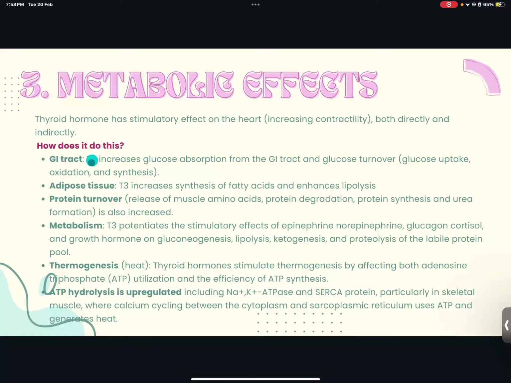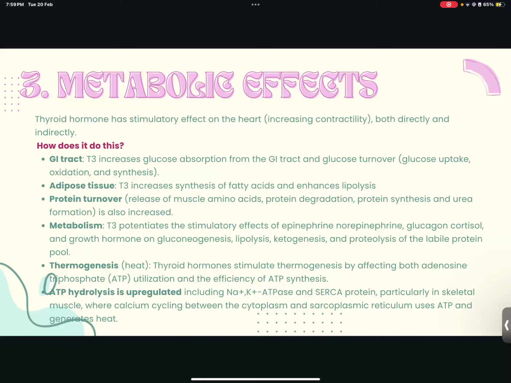What it does is that it acts on multiple things. It acts on the GI tract, it acts on the adipose tissue, acts on protein turnover, metabolism, thermogenesis. All of these things are acted upon by the thyroid hormone. So in the GI tract, T3 is going to increase glucose absorption from the GI tract and glucose turnover. So increase glucose uptake, oxidation, and formation. And remember how we said that it's going to also have increased gluconeogenesis and glycogenolysis.